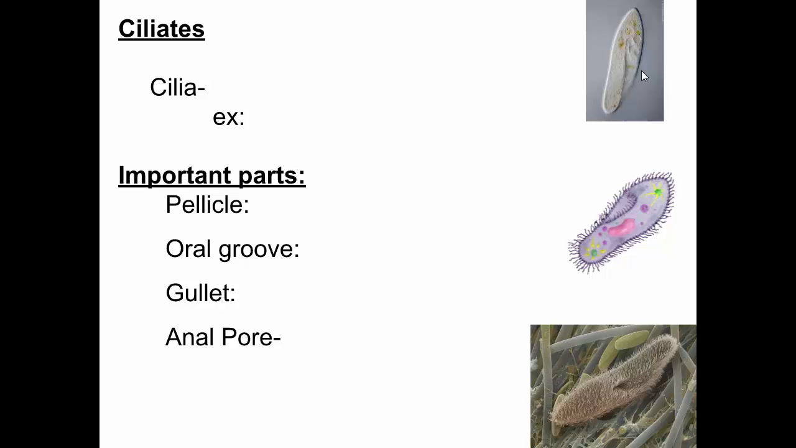All of these images are of a paramecium. It moves by cilia, these tiny little hairs that are all along the outside of the protist. So the one we're gonna look at is a paramecium.